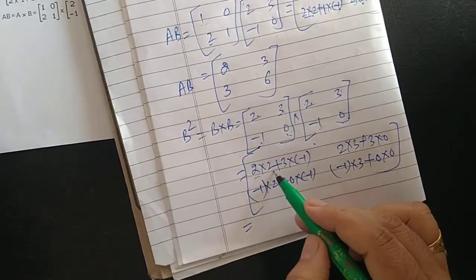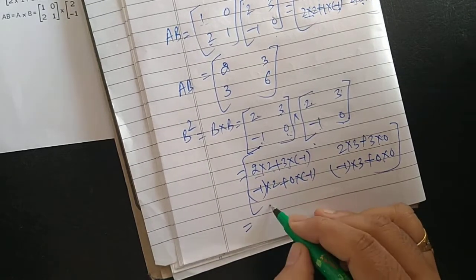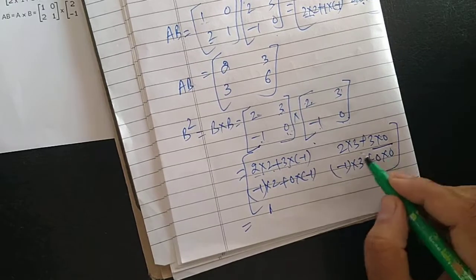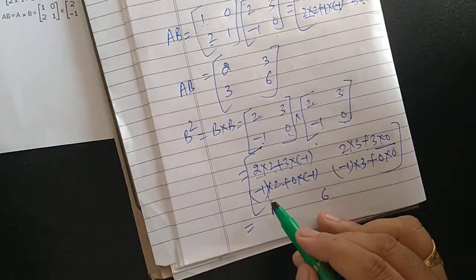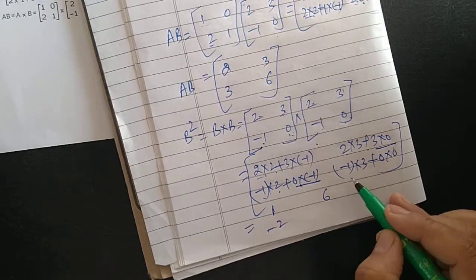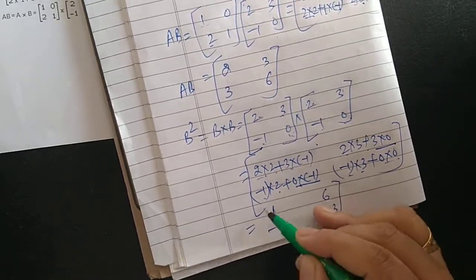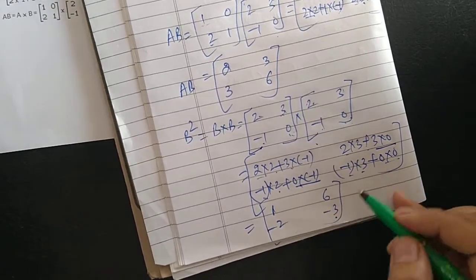So this is 4. 3 into minus 1 is minus 3. 4 minus 3 is 1. This one is 0. 3 twos are 6. Here is minus 2. This becomes 0, so minus 2. This one is minus 3. This is 0, so minus 3. This one is B square.